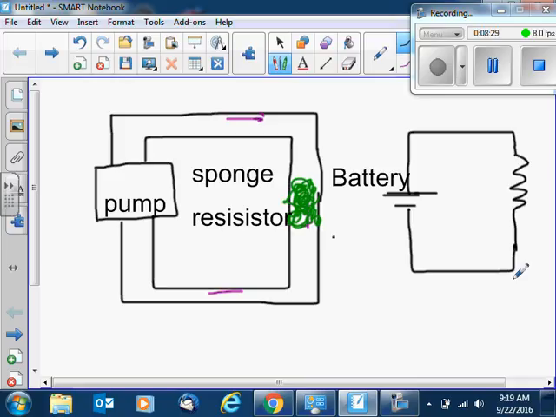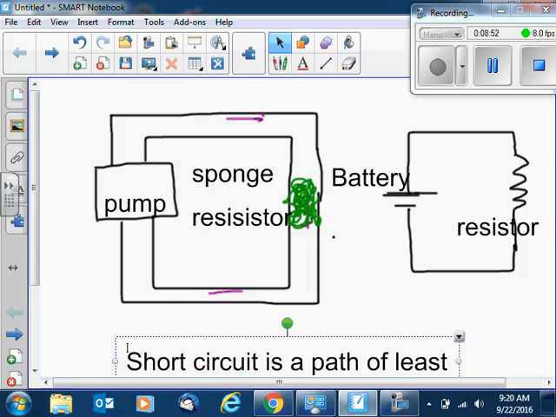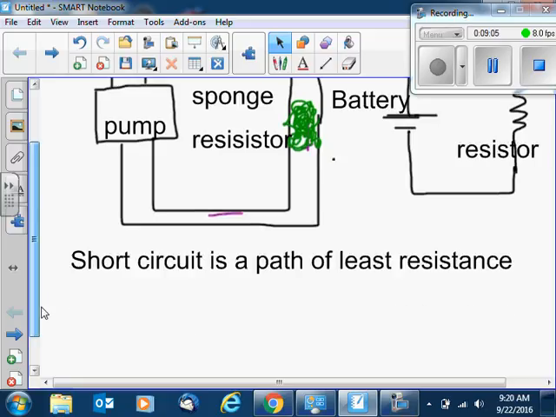So this situation where you have no resistor whatsoever is something called a short circuit. And the short circuit is literally a path of the least resistance. And I'm going to put that definition right here. In most cases, the path of least resistance really means path of no resistance. Okay? And I want you to think about it this way.